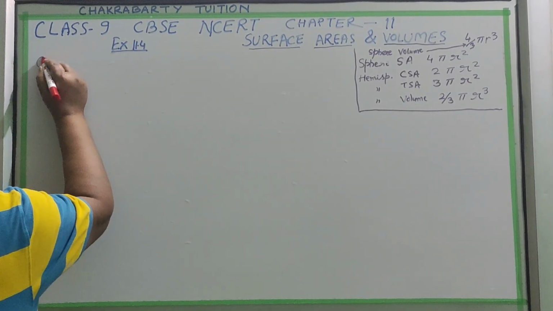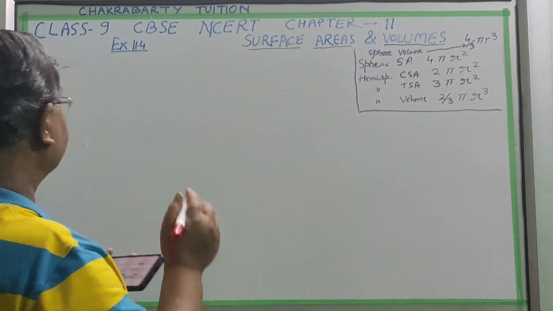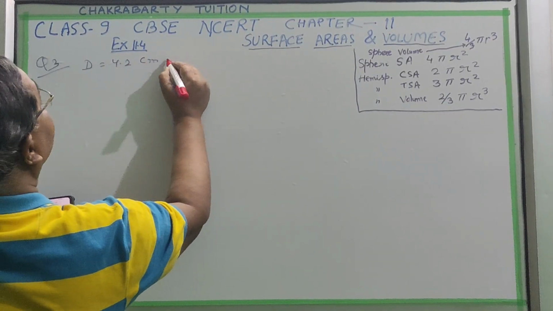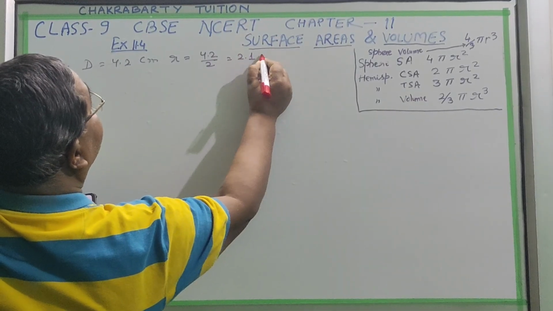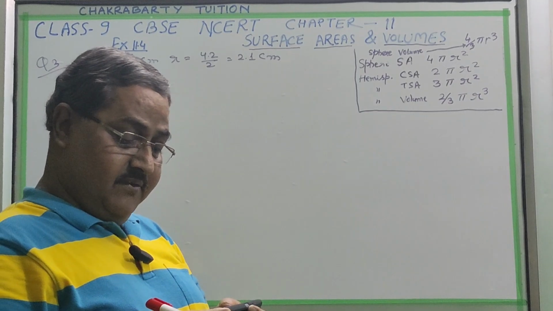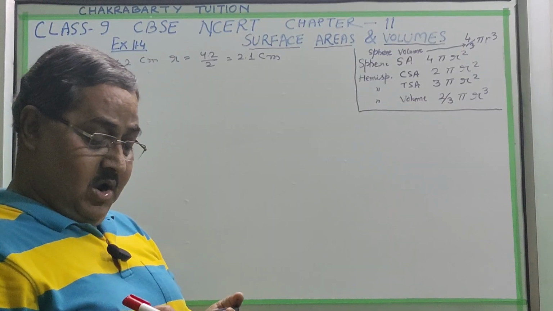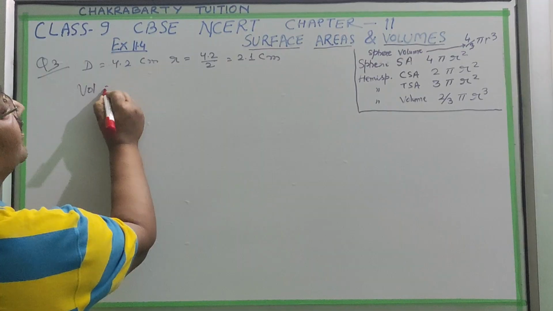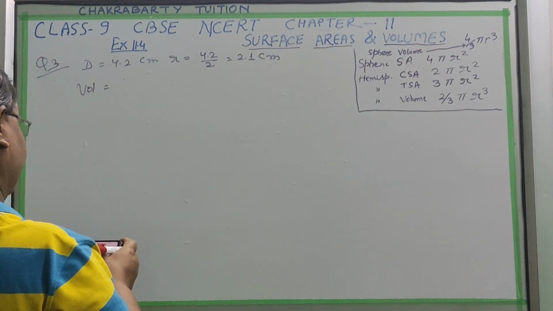Question number 3: the diameter of a metallic ball is 4.2 centimeter. So diameter is equal to 4.2 cm, and the radius will be 4.2 upon 2, which is 2.1 centimeter. What is the mass of the ball if the density of the metal is given? Before going to mass we have to first find the volume. So volume is again the formula for the metallic ball.